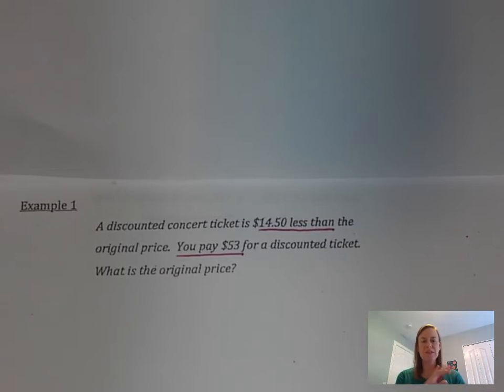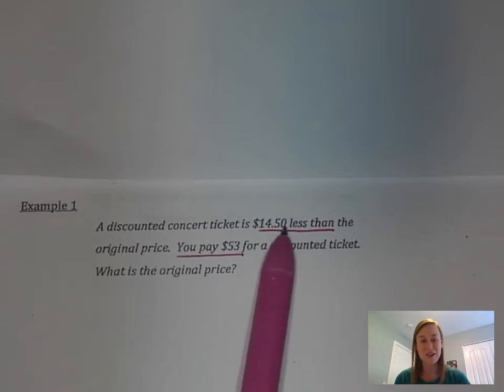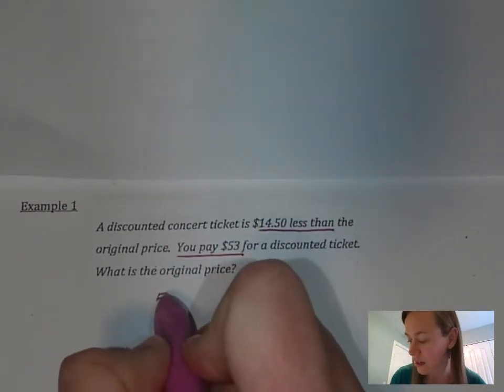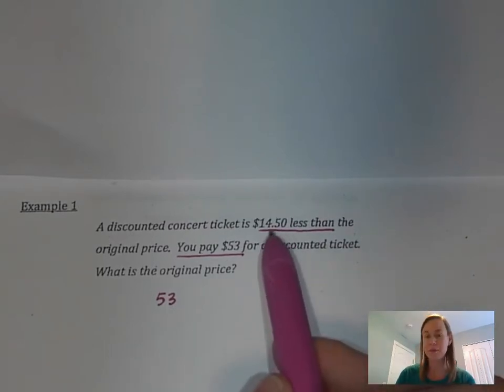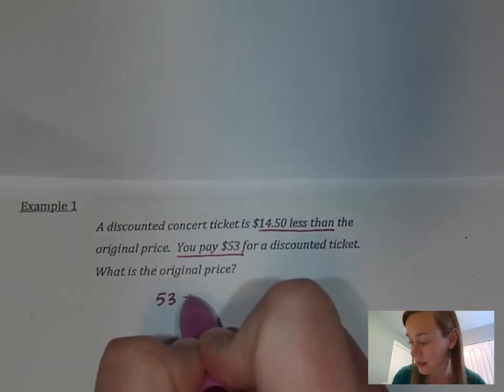Okay, so let's just think about what we have here. You just paid $53 for a discounted ticket. So that's the cheaper version of the ticket. The original price of the ticket would definitely be higher than that $53. How much higher than the $53 would it be? $14.50 higher, right? So what you can do to find the answer here is $53. That's what you paid, right? And then should we add or subtract or multiply or divide that $14.50? Let's add it. That's right.